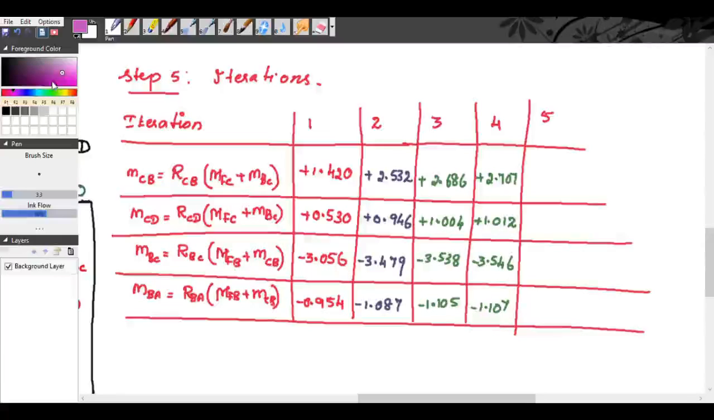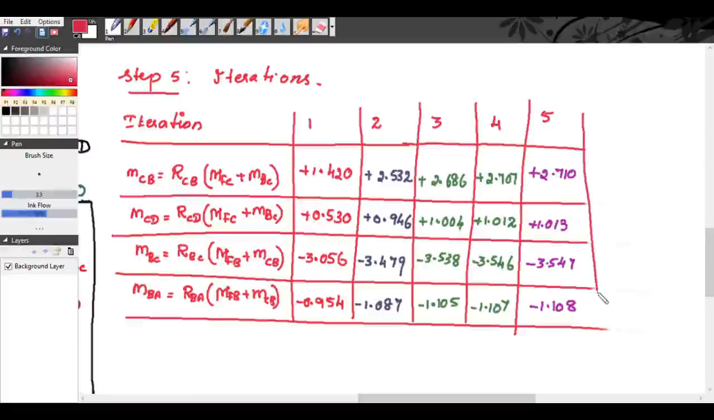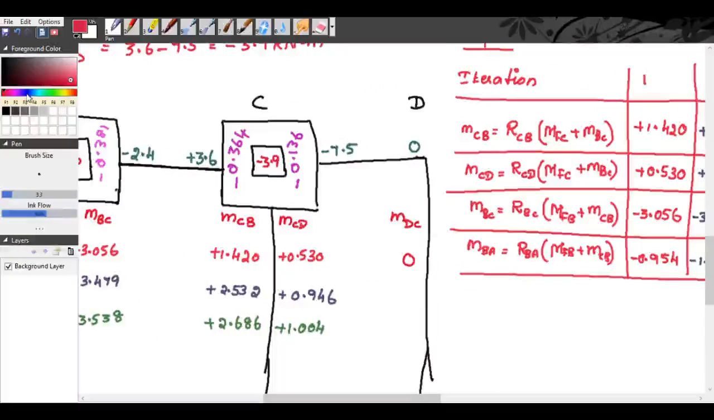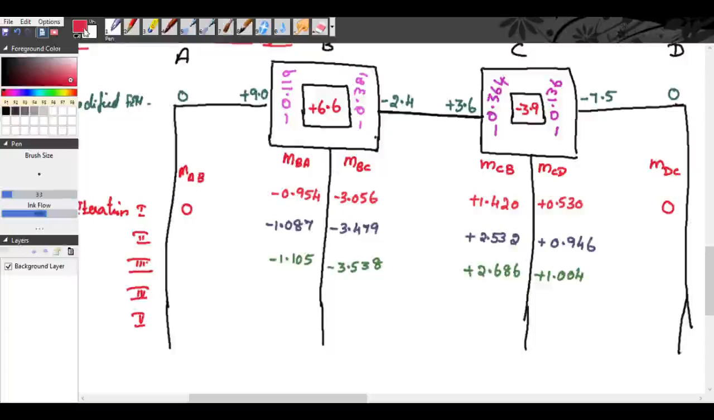So that you get the fifth iteration. Now for these two cases, for MCB you have to use plus 2.710, so that you will get the value as plus 1.013, minus 3.546, minus 3.547 and minus 1.107. You can continue the same procedure. So you can stop with this. If you have time, if you need more accuracy, you can go for more iterations. If you increase the number of iterations, you will get closer results. So I will write the values of the fourth and fifth iteration. Fourth iteration, the values are.